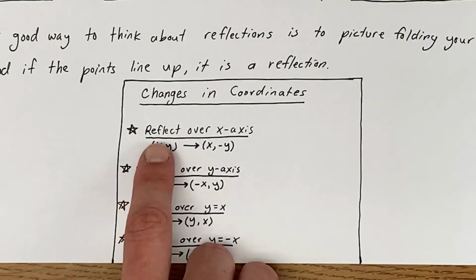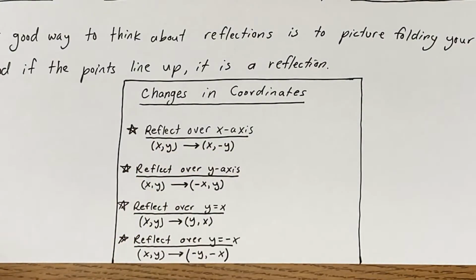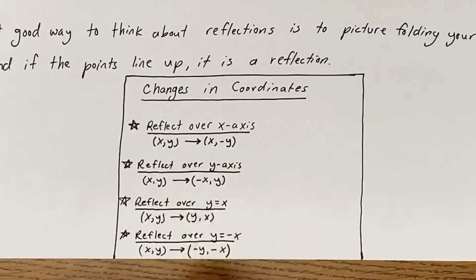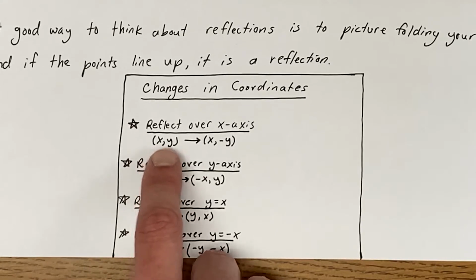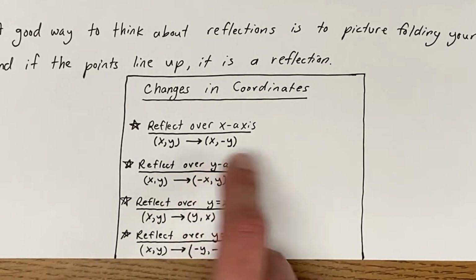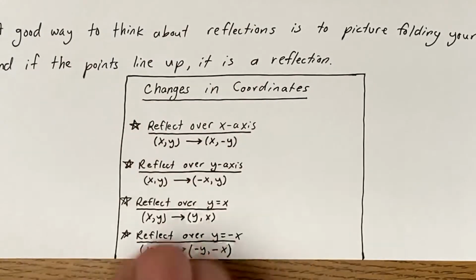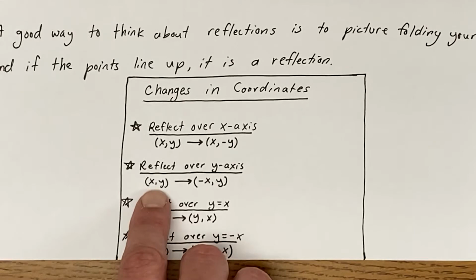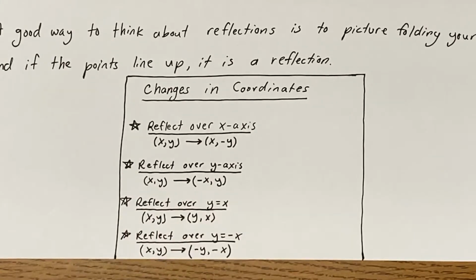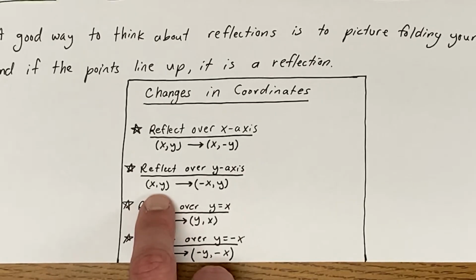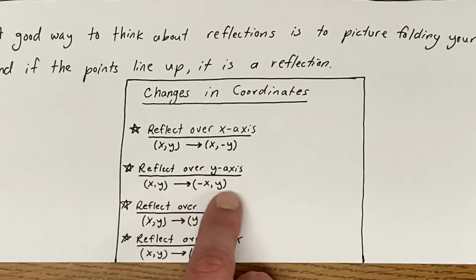Look here, if we reflect over the x-axis, our horizontal axis, what's going to happen? This is our original point. The x-coordinate will stay the same. The y-coordinate will become opposite. For example, if we had the point (1, 2) and reflect over the x-axis, now we have (1, -2). Similarly, if we reflect over the y-axis, the up and down axis, our original point (x, y) will become (-x, y): the x becomes opposite and the y stays the same. Using the same point (1, 2), reflecting over the y-axis gives us (-1, 2).